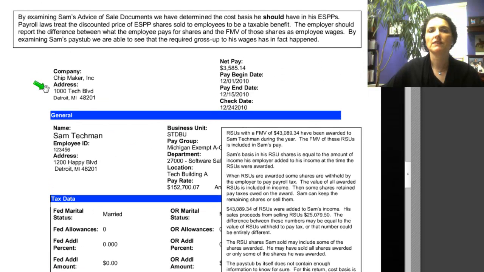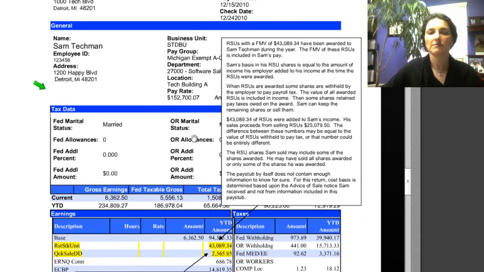Now, by examining the advice of sale document, we have determined the cost basis that should have been included in this employee's pay. The employer should report the difference between what the employee pays for shares and the fair market value of those shares as employee wages. And by examining Sam's pay stub, we are able to see that the required gross up to his wages has in fact happened. Let's take a look at this pay stub.